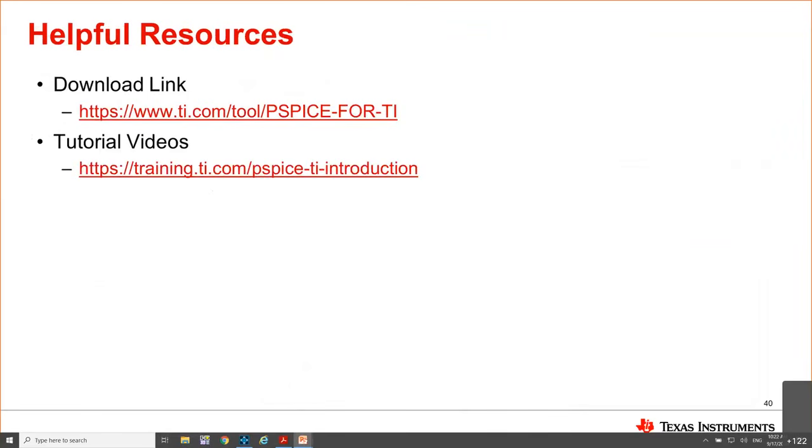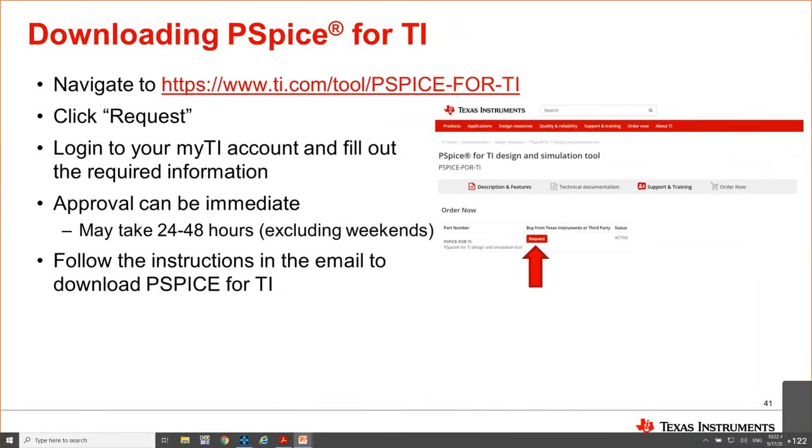Now, here's the download link and the link to the tutorial videos. And how you're going to download pspice-for-ti, you're going to navigate to the download link linked here and in the previous slide. You're going to request it. You're going to log into your MyTI account, fill out the required information, and your approval can be immediate, but it may take up to 48 hours, excluding weekends. And then you're going to follow the instructions in the email to download pspice-for-ti.